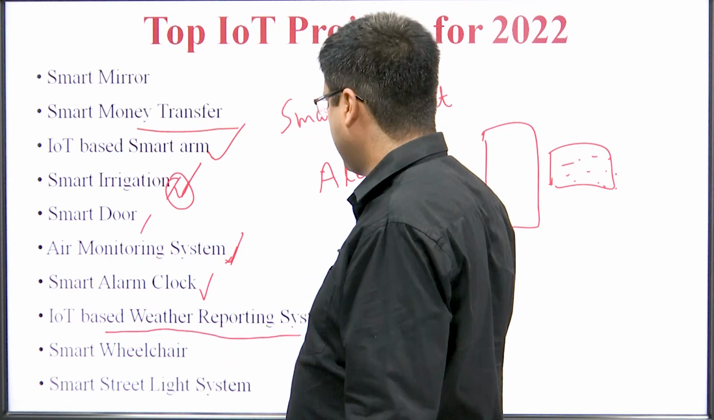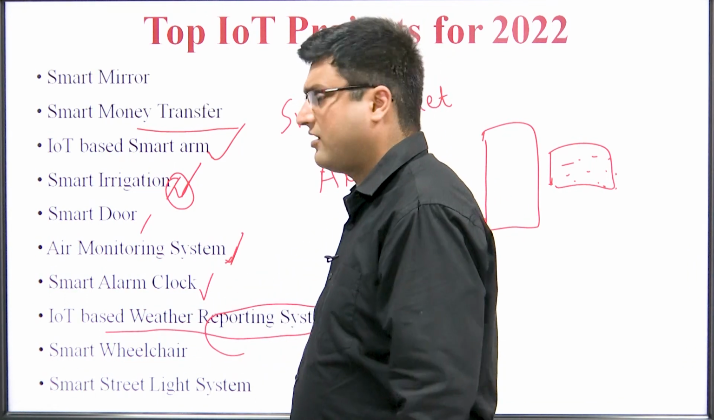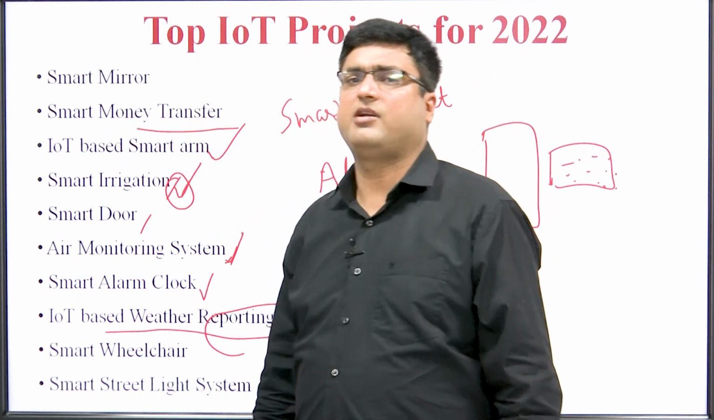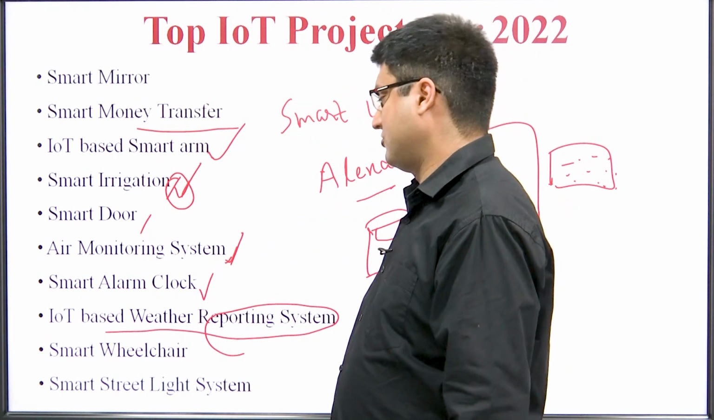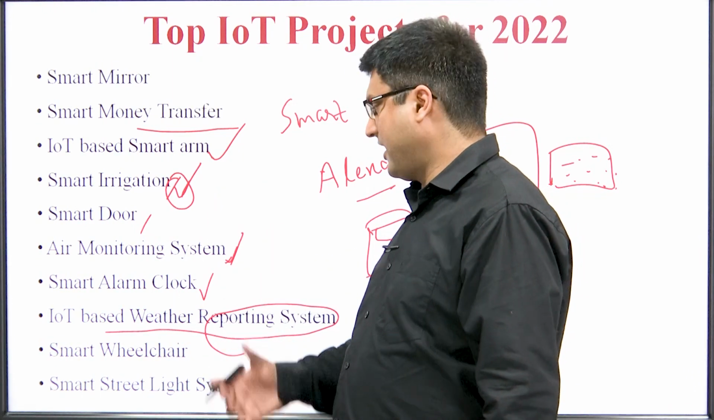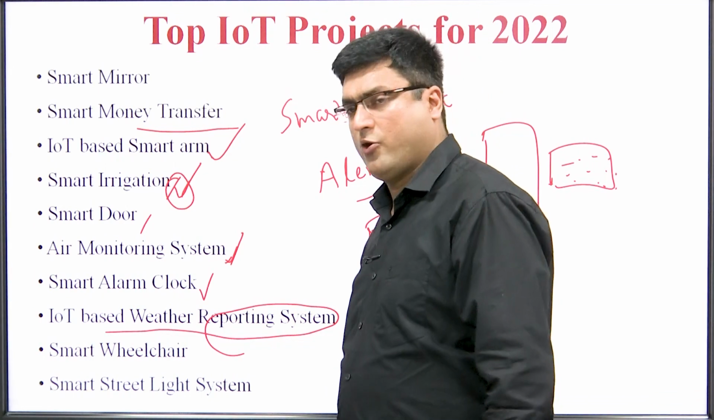IoT based weather reporting system. Weather reporting means that GPS enabled weather forecasting can be done through IoT devices. So, an IoT based weather reporting system means that all the data of the environment can be employed in the IoT system.